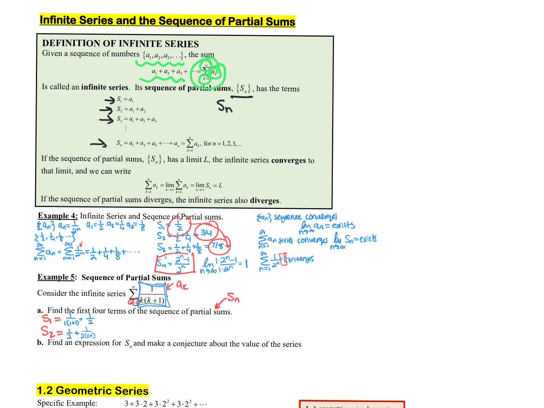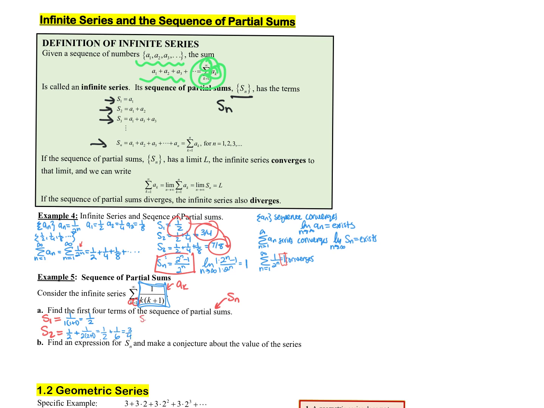So this will be our first term, 1/2, plus 1 over 2 times 3, which is 1/6. And if we add those together, we'll get 3/4.